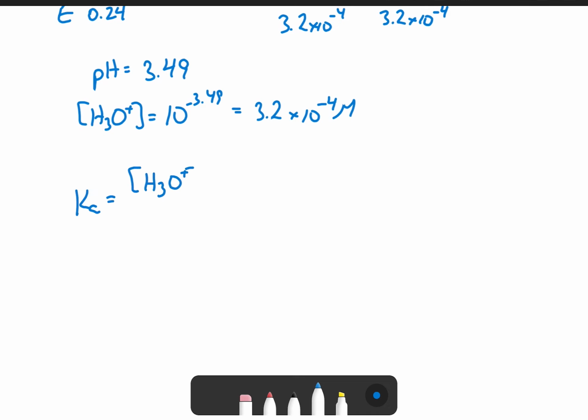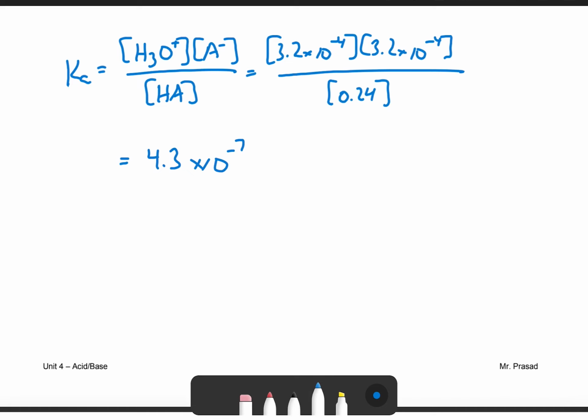Looking on our Bronsted-Lowry acid base table, we see that this matches up exactly with carbonic acid. So we've calculated the Ka and we've identified the weak acid.